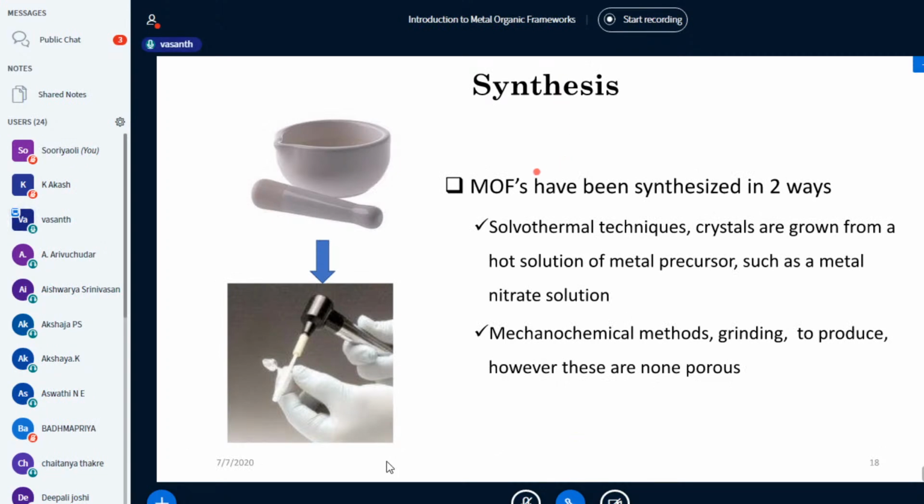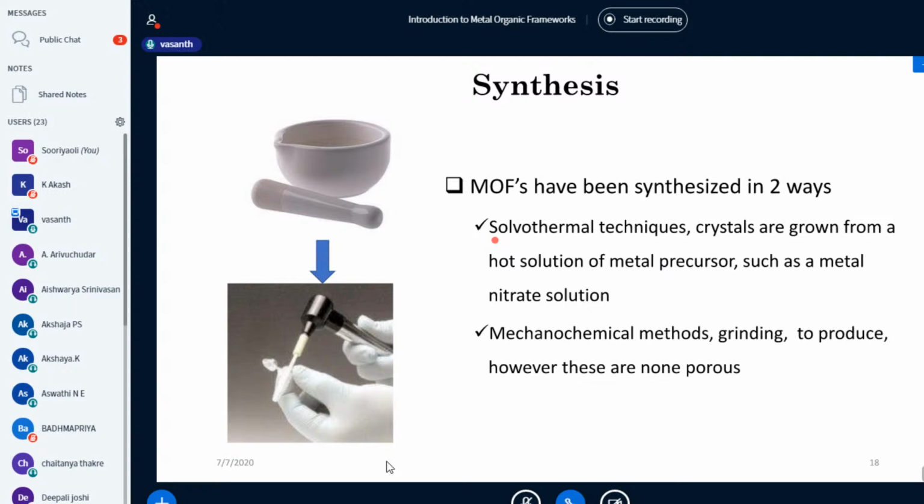So, synthesis. Metal organic frameworks are synthesized in two ways. One is solvothermal techniques, the other is mechanochemical techniques. Solvothermal techniques are generally where you take a ligand and a metal salt, and let's assume these are dissolved in a solvent. If it is water, it is called hydrothermal synthesis. If it is any other solvent, it is called solvothermal synthesis.